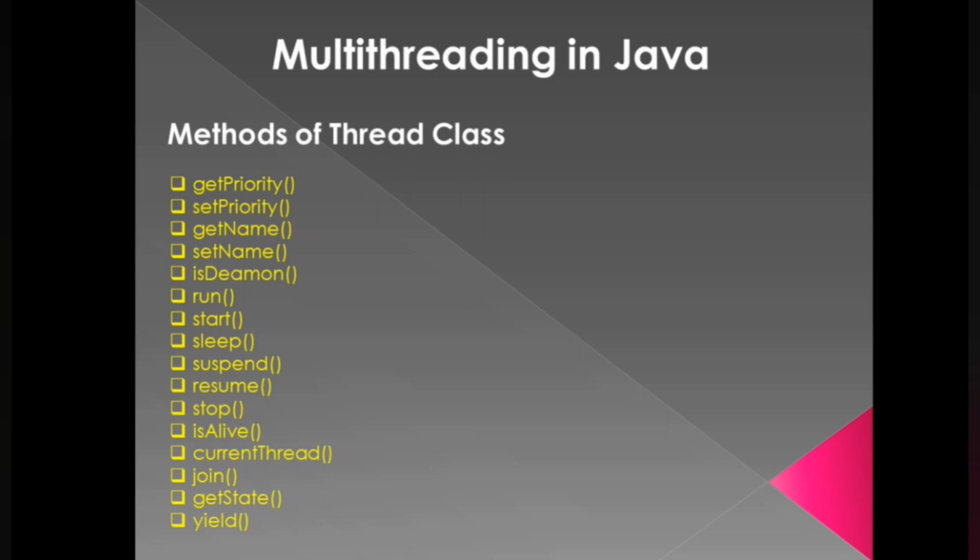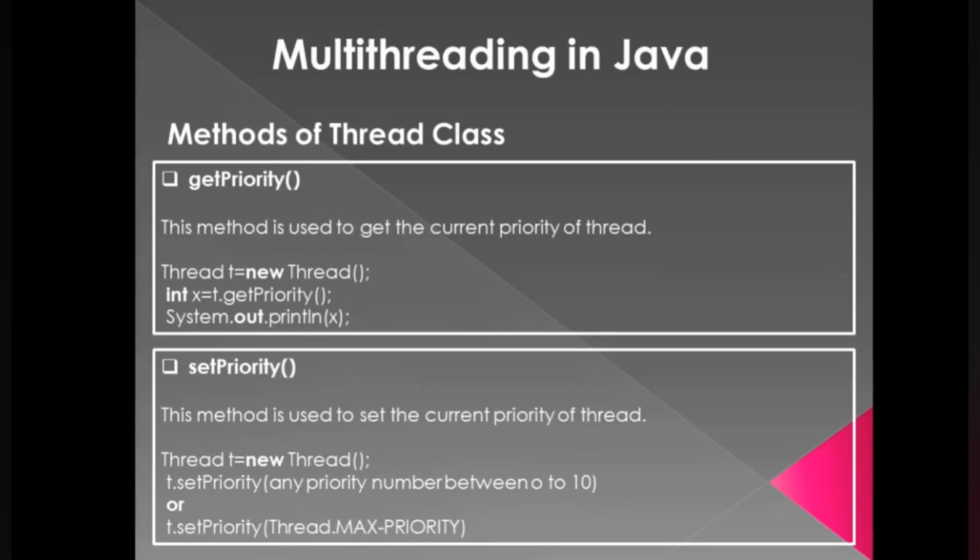So here are some methods of the Thread class. Some of them are getPriority, setPriority, getName, setName, and others. These are used in the Thread class. They are very important. Please note these. So let's discuss the methods of the Thread class.